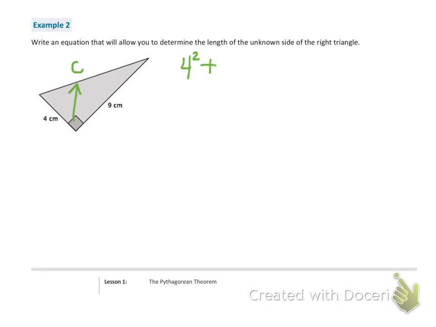Okay, so you should have written 4 squared plus 9 squared is equal to c squared. So we've got 16 plus 81 is equal to c squared. So this is 97 is equal to c squared.